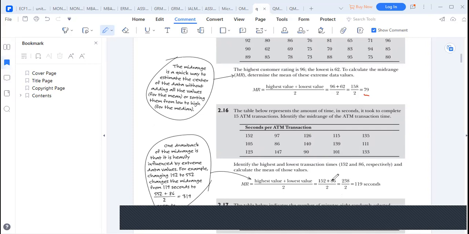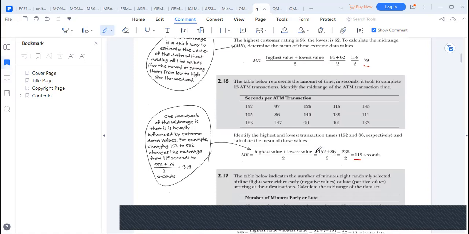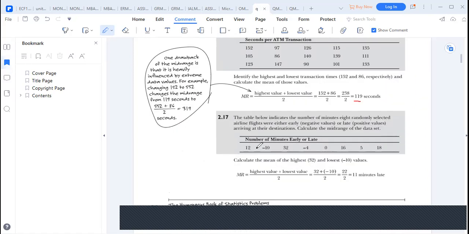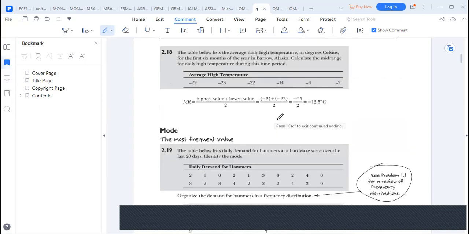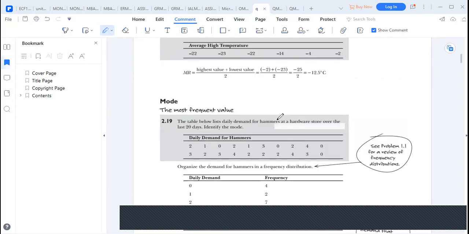Okay, so here the mid-range, our highest value is 152. Our smallest value is 86. We add them and divide them by 2. So this is what we call the mid-range. Okay, so mid-range can also have integers where we have a positive number and negative number. So in this case, our highest value when you look through here is 32. Our lowest value is negative 10. So we add these two. It's 22 divided by 2 is 11. So this is how to find the mid-range.